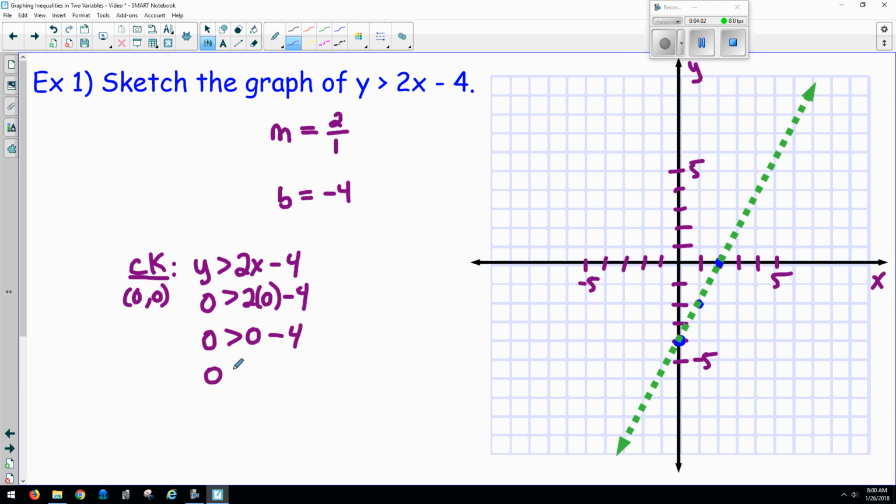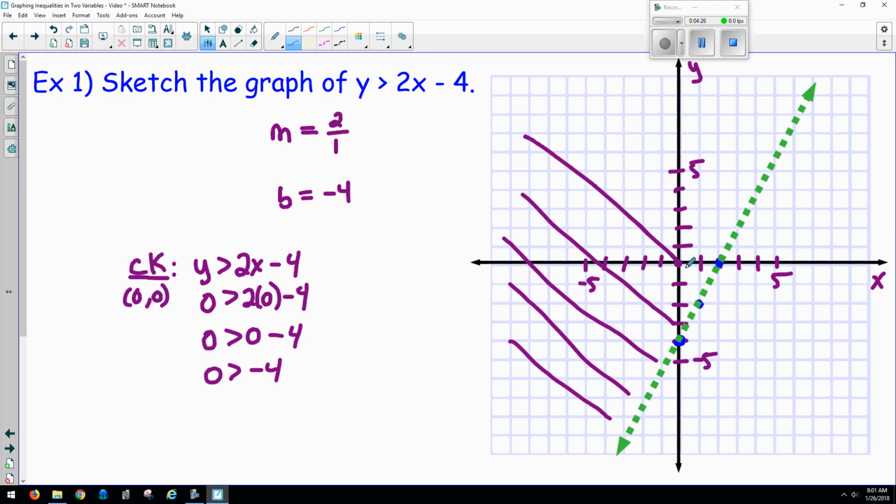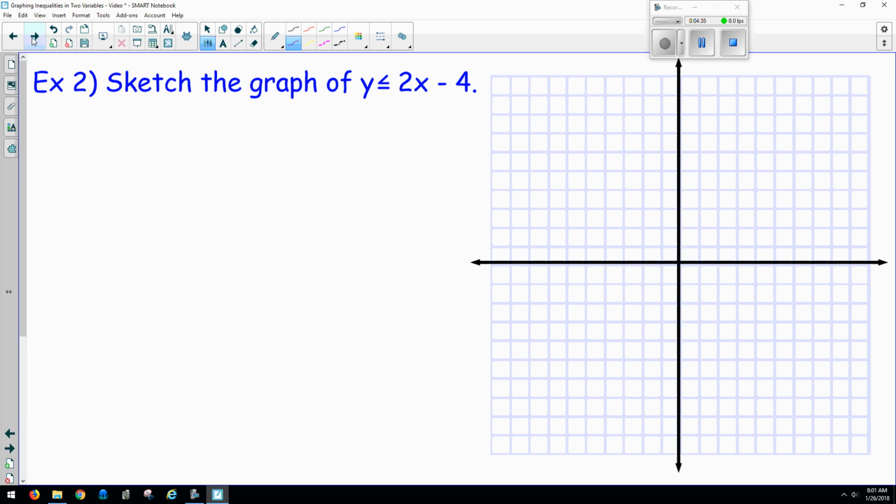So I end up with 0 is greater than -4, which is true, which means 0, 0, this point right here in the origin is part of the solution. Because of that, we're going to shade on the side that includes 0, 0. So we're going to shade all of this, and this is part of graphing the inequality. If 0, 0 did not work, then we would not include it and we would shade the other way. Let's take a look at the next example.